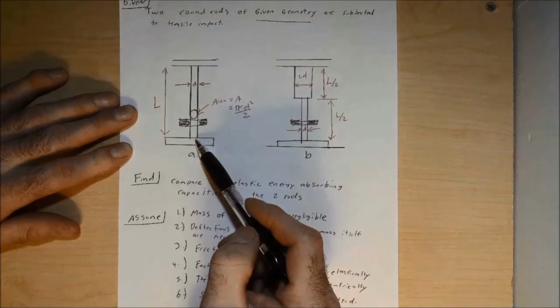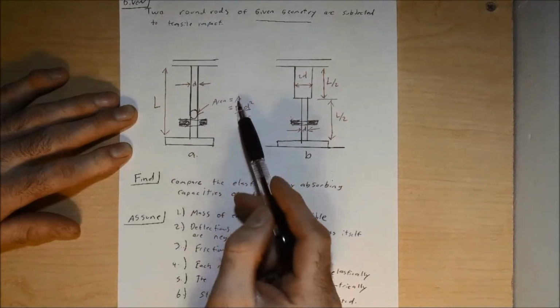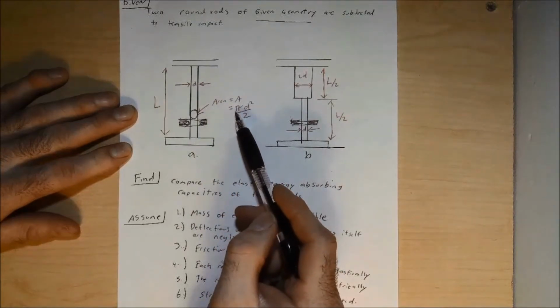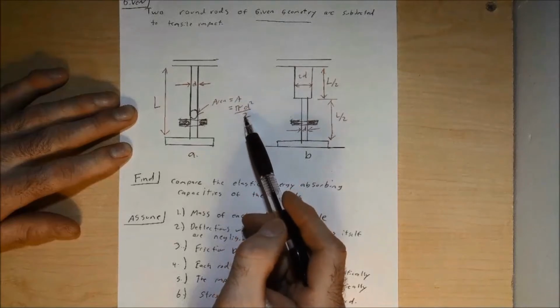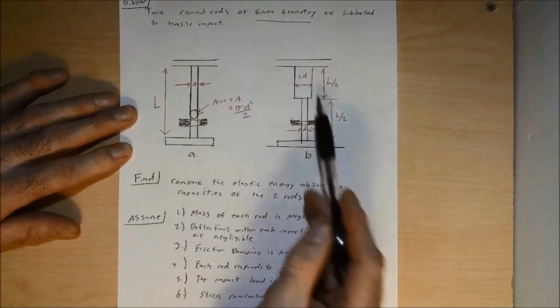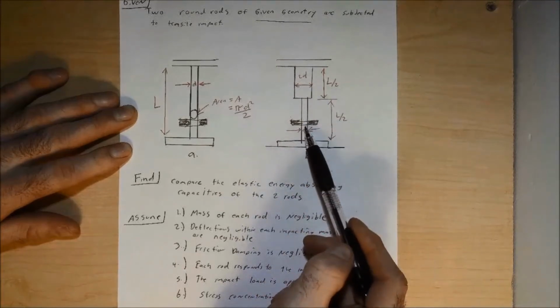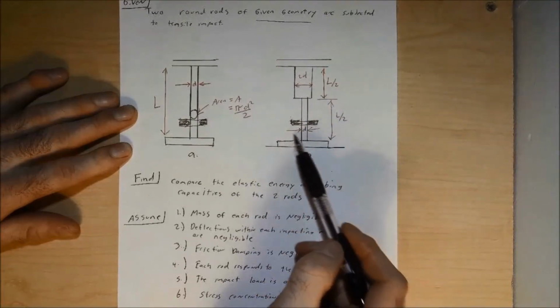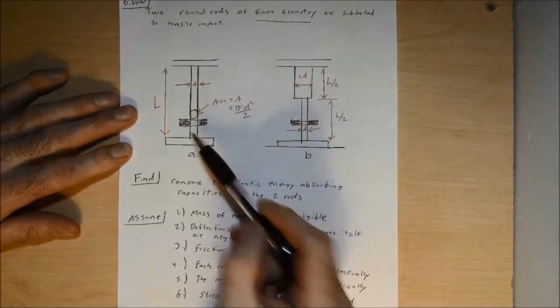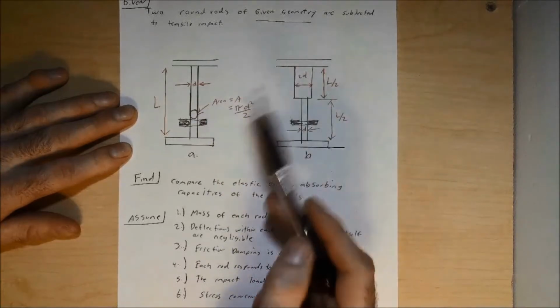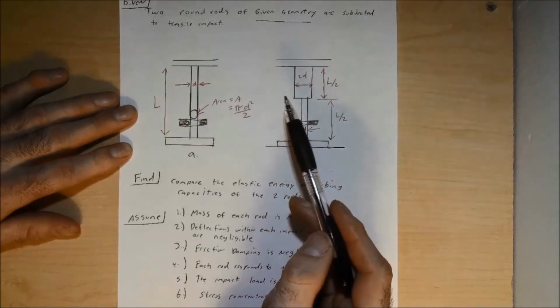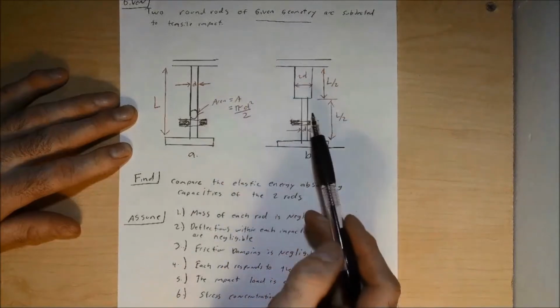Uniform diameter all the way down for A, with an area A_A equals pi d squared over 4. And then for part B, the top half is going to be twice the diameter of the lower half, and we have the same lower half diameter d as we do in part A. So we have this now given to us as our schematic. We understand the difference between rod A and rod B.